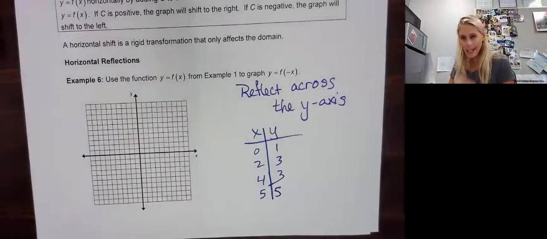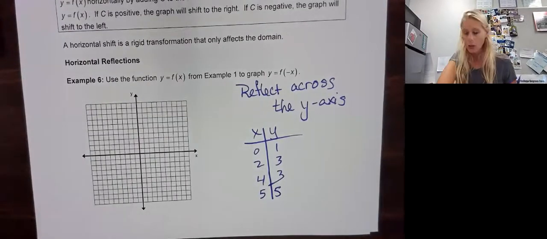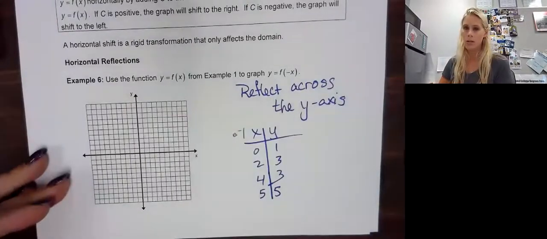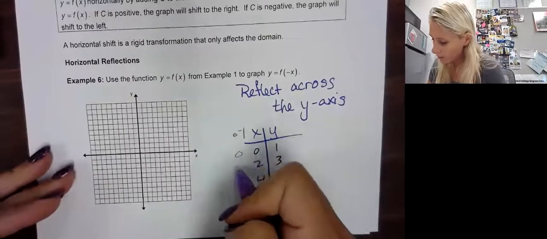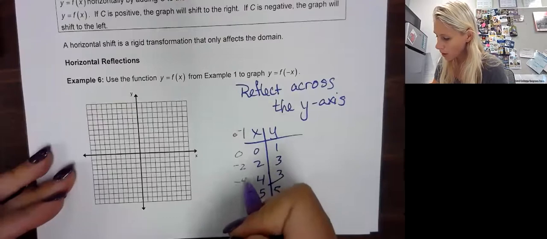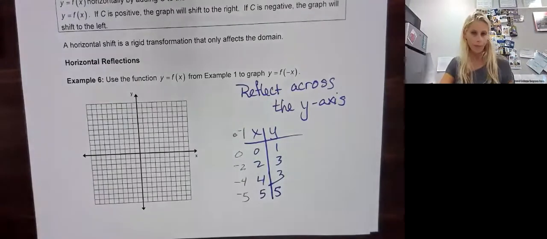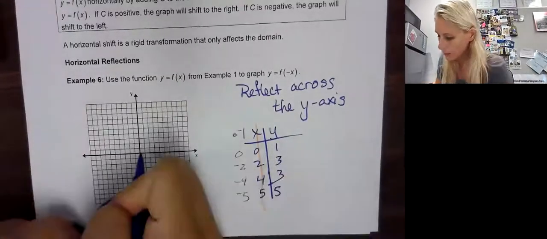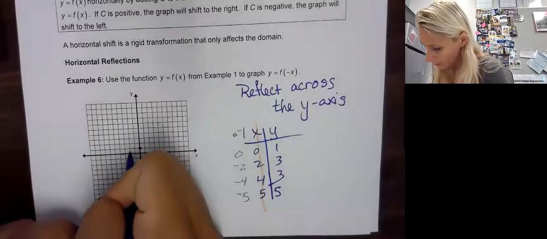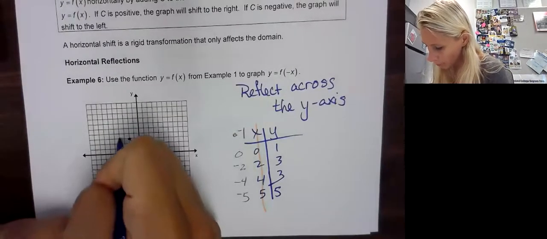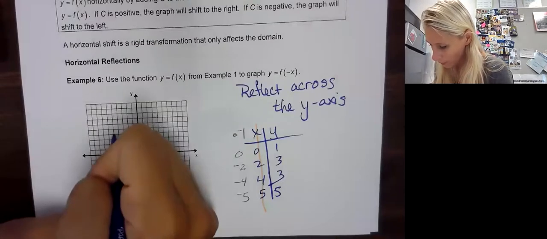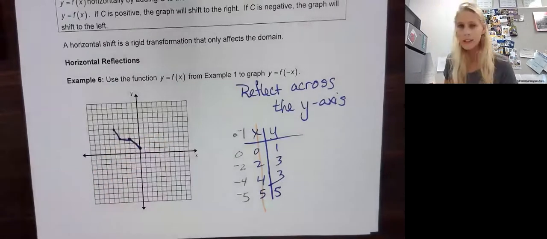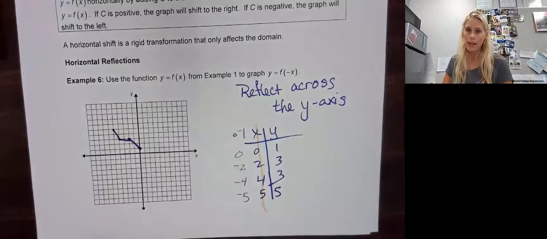Okay, so on the inside, what do we do? We do it to the x value. So what are we doing? We're multiplying by negative 1. So we get 0, negative 2, negative 4, and negative 5. Okay, cross that out. Now I'm going to look at my new points. 0, 1, negative 2, 3, negative 4, 3, negative 5, 5. And what do you know? It's reflected across the y-axis.